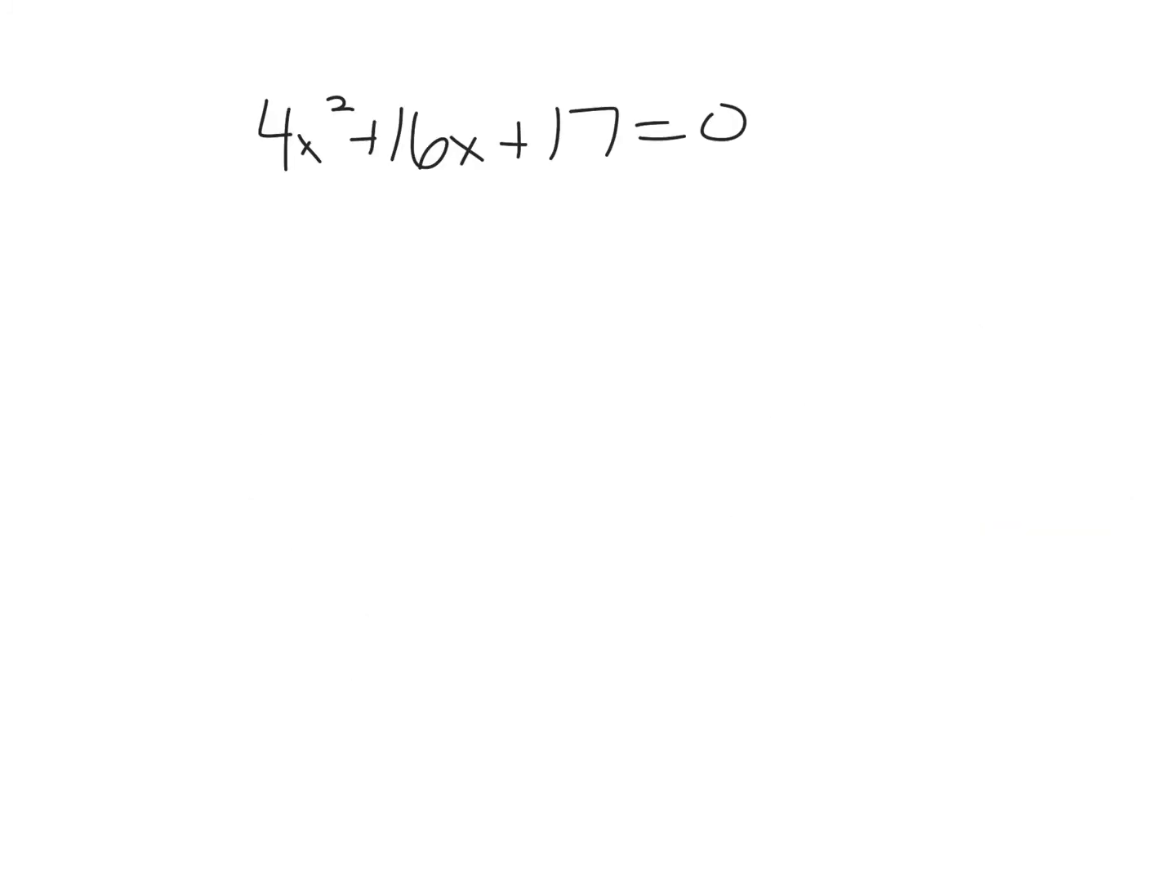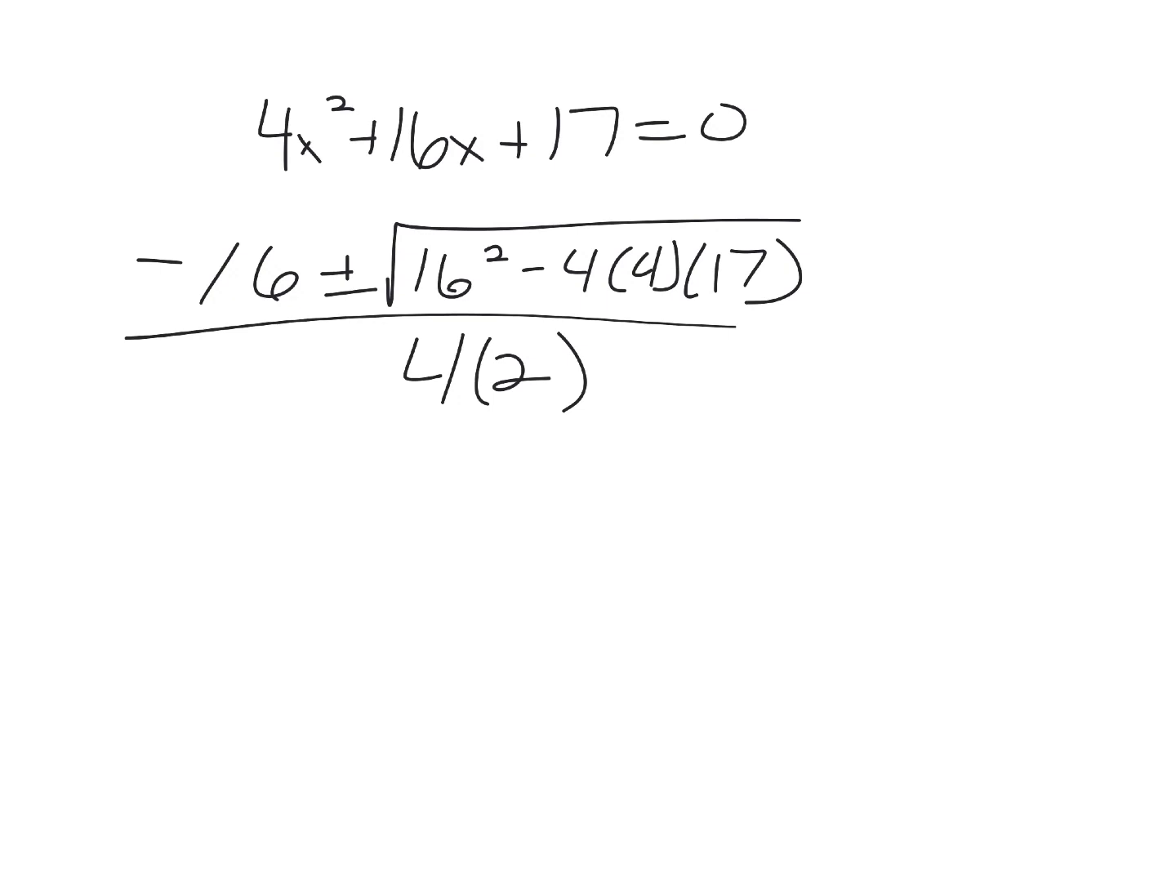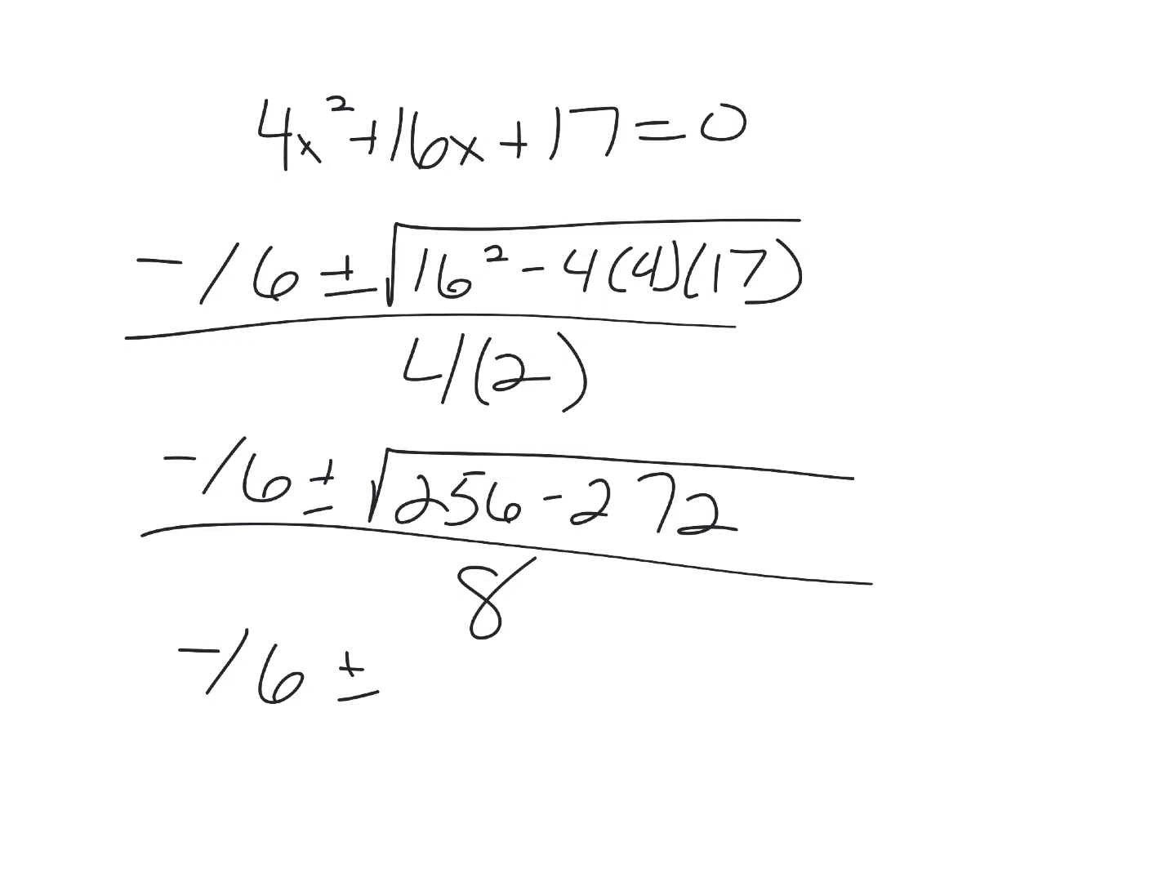All right, we have a quadratic equation we need to solve using the quadratic formula. So we need to go negative 16 plus or minus the square root of 16 squared minus 4 times 4 times 17 over 4 times 2. 16 squared is 256. And 4 times 4 times 17 is 272, over 8. It's going to be negative 16 plus or minus the square root of negative 16 over 8.